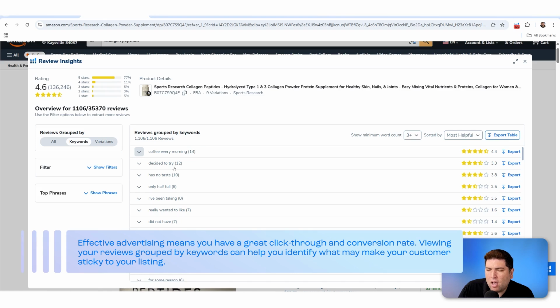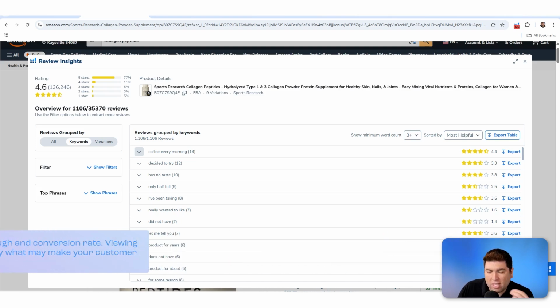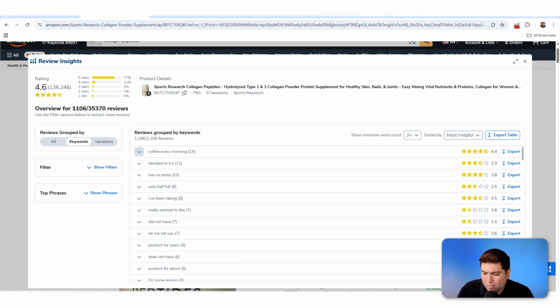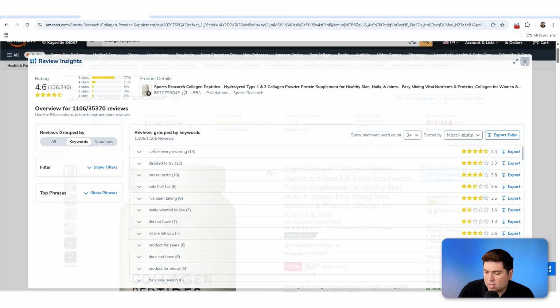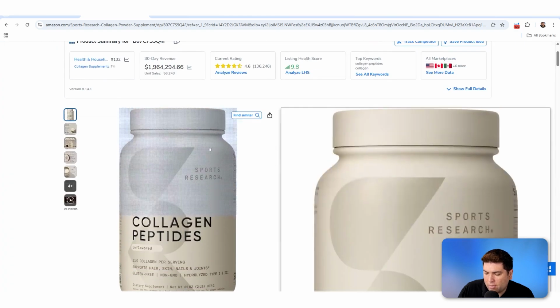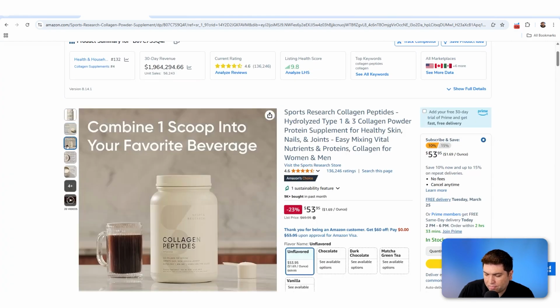And so these are things that help make a customer maybe sticky to your listing or help bring them to the finish line, right? These are not search terms. Nobody types in coffee every morning or has no taste or only half full into the search bar of Amazon expecting to get collagen peptides. Not one person will ever type that in, but it's what they're thinking about, because we can see that this is what's top of mind for the customer. So how you would use this is you would, hey, start making images. Maybe let's see if these people do it. There you go. Look at that.